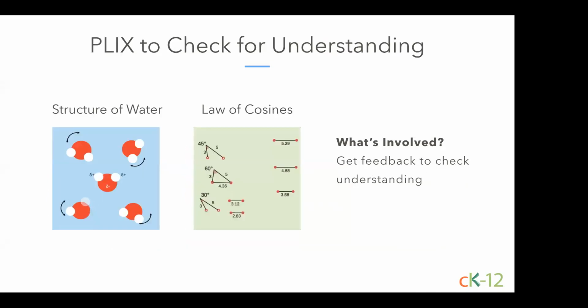In some PLIX, like these, students can get feedback to check their understanding of a concept. The structure of water PLIX allows students to rotate water molecules to form hydrogen bonds. In the law of cosines PLIX, students find the missing side lengths of triangles using law of cosines. These PLIX could be used as a review of a concept, so students could see how well they understand a concept before an assessment.